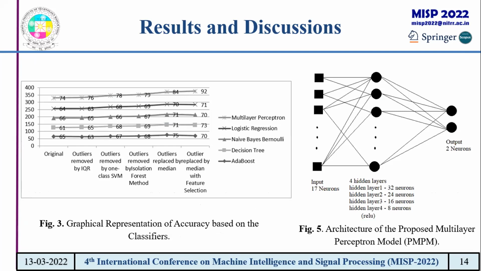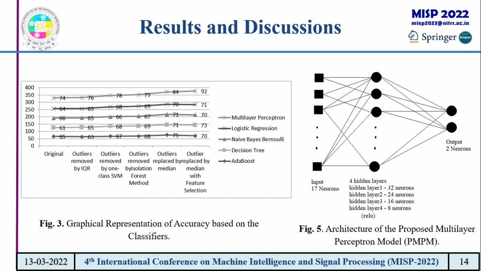From this we can see the multi-layer perceptron model, from the starting raw data at 74, increased to 92. The other models also had a gradual increase, but the multi-layer perceptron model has done well. This is the architecture which we have used for the proposed model.